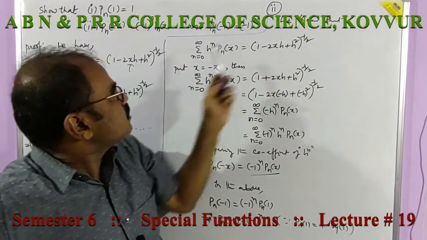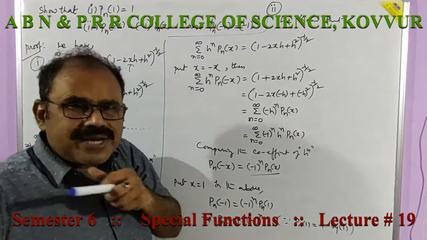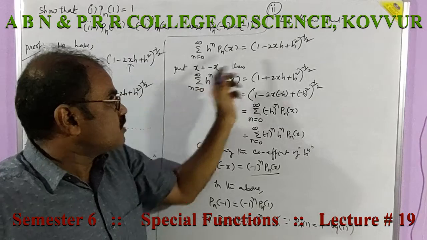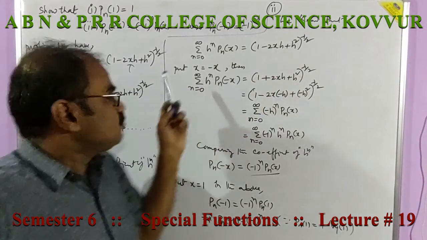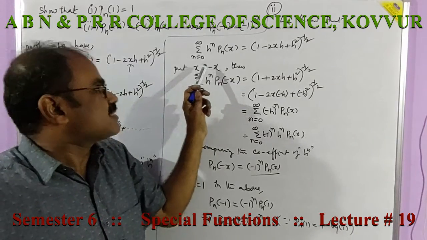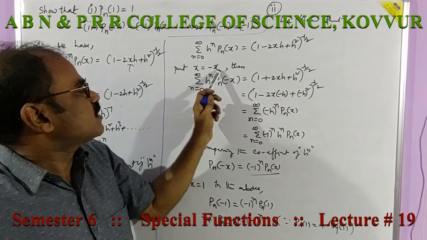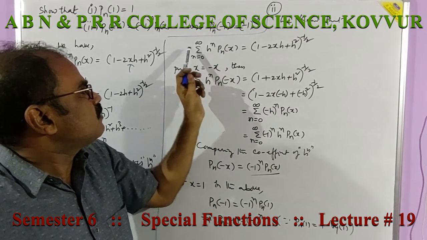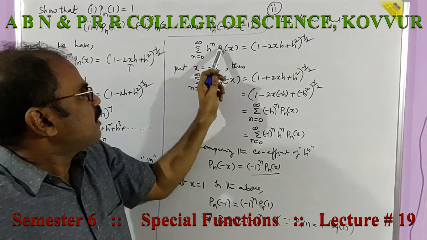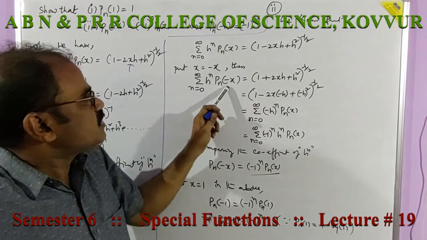Similarly, we know that sigma n = 0 to infinity h^n Pn(x) = (1 - 2xh + h^2)^(-1/2). By the generating function of Legendre, we have this. In the first we replaced x with 1, here replace x with minus x. What will we get on the left hand side? Sigma n = 0 to infinity h^n Pn, and since we replaced x with minus x, this is Pn(-x).